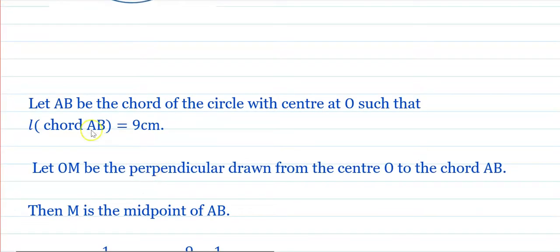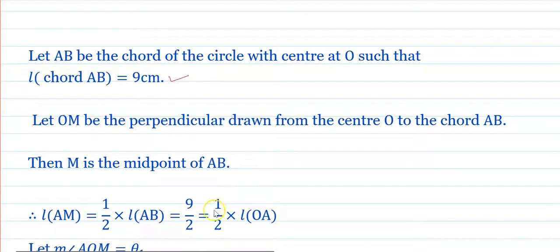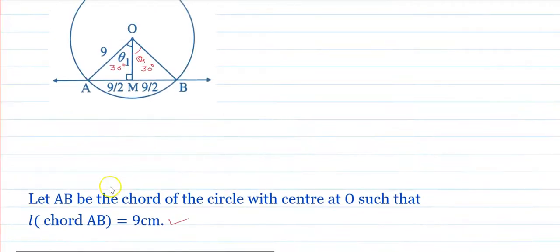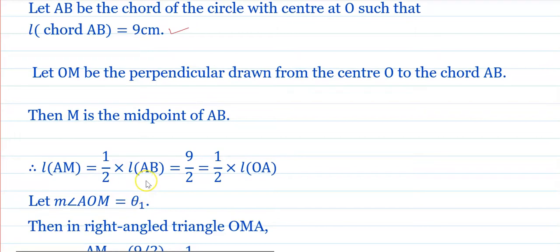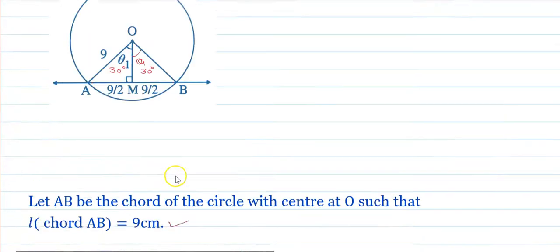Now see this here. Let AB be the chord of the circle with the center at O, such that the length of chord AB is equal to 9 centimeter. Let OM be the perpendicular drawn from the center O to the chord AB. Then M is the midpoint of AB. AM is equal to 1 upon 2 of the length of AB, that is 9 by 2. AB is 9.